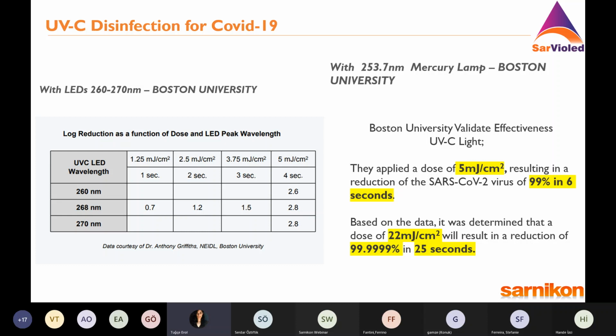Based on the data, it was determined that a dose of 22 millijoule per square centimeter will result in a reduction of 6 level in 25 seconds. When compared to other pathogens, it is relatively easy to kill. SARS-CoV-2 is a relatively weak virus, can be inactivated quickly and economically.